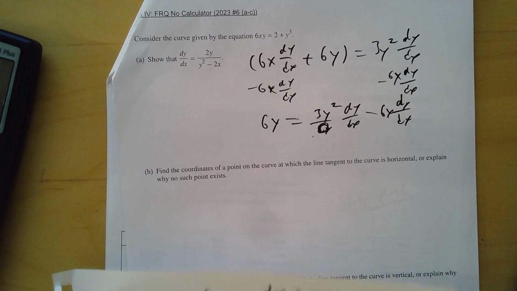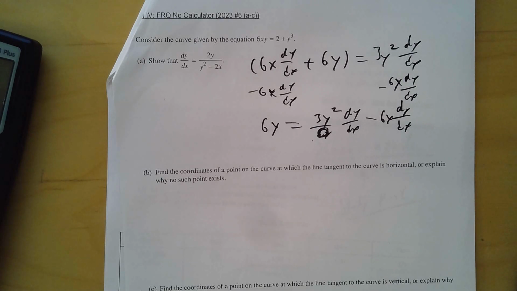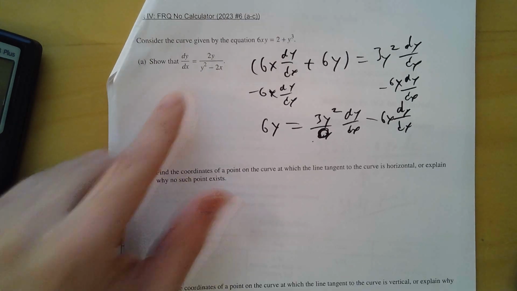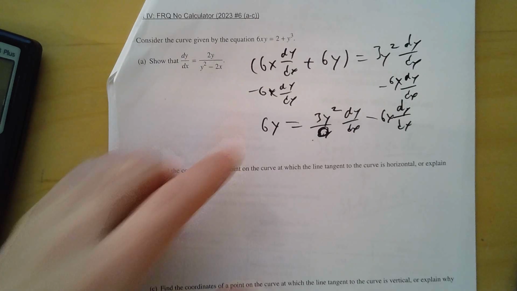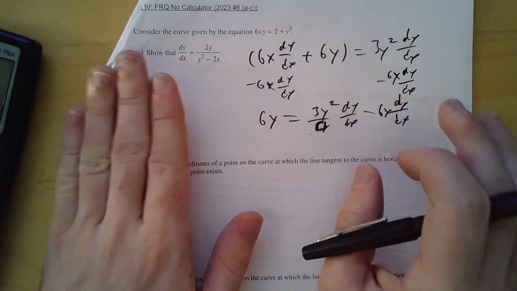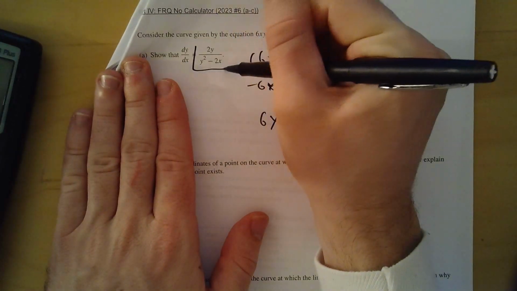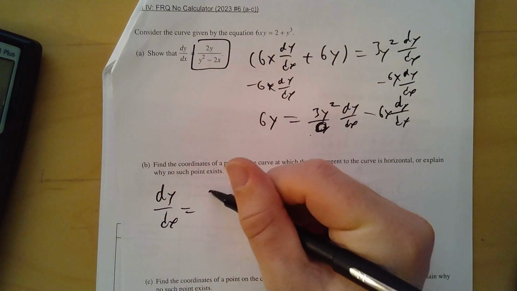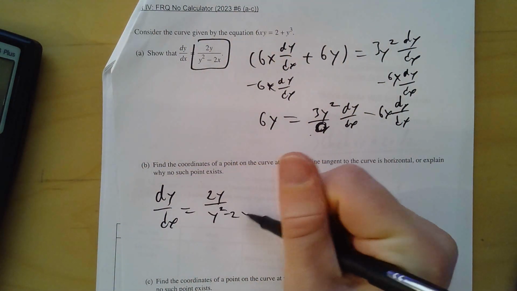Okay, find coordinates of a point on the curve at which the tangent line to the curve is horizontal, or explain. So kind of a cool thing about these problems is that they say show that this is true because they don't want you getting the wrong derivative and then using it in the lower ones. So if for whatever reason you can't get this to work, this is the answer. This is dy dx. We know dy dx is 2y over y squared minus 2x, right? We know that.